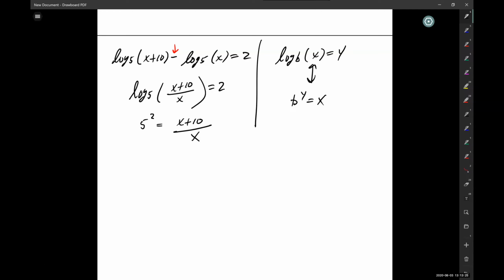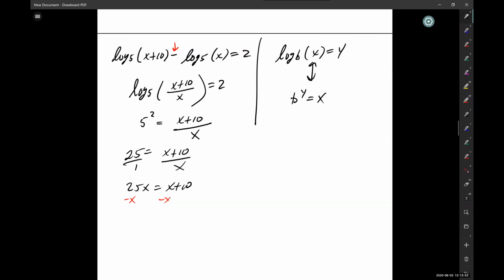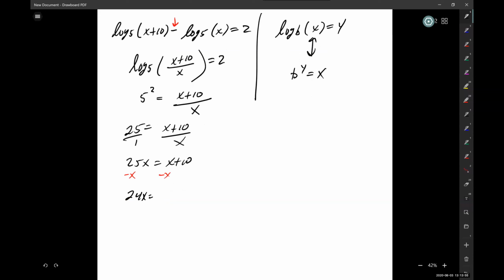So we square on the left-hand side. And now, once again, we are back to a fairly straightforward rational equation. We're just going to cross multiply here. So we get 25x equals x plus 10. Subtract our x, and we have 24x is equal to 10. We divide out, and we get x is equal to 10 over 24, which simplifies down to 5 over 12.